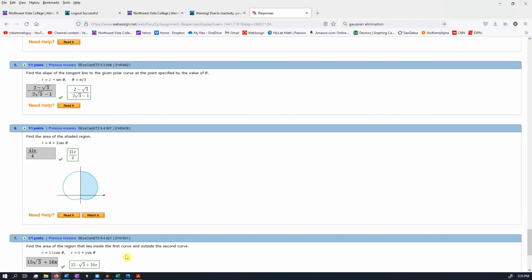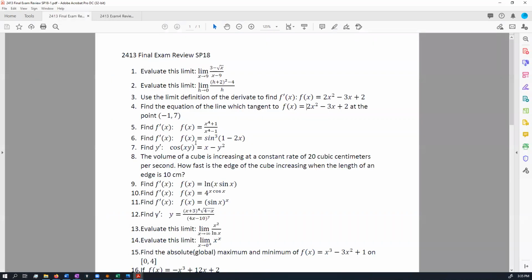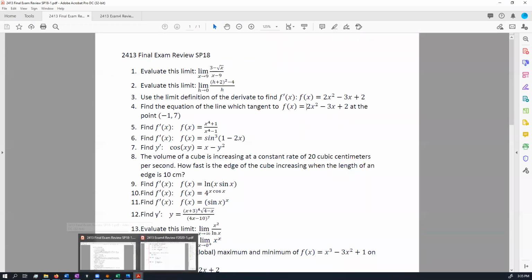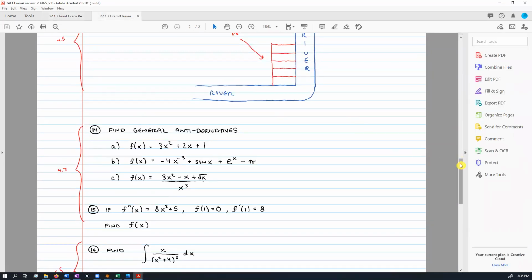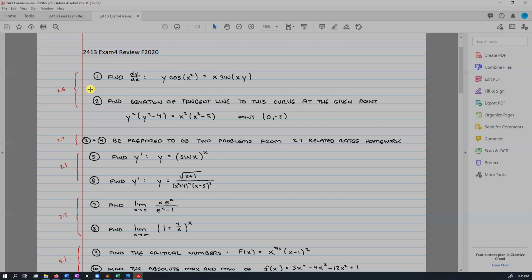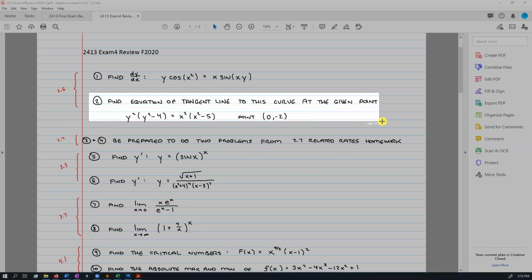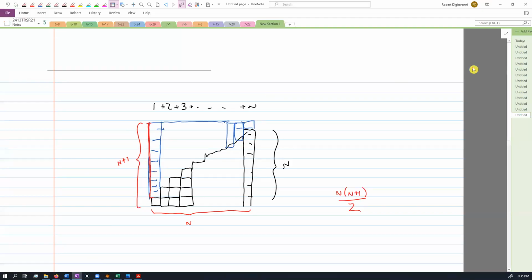All right, has anyone changed your mind about asking any questions? Me. Okay, what do you have? Can you go over problem 2 from the fall 2020 review? Yeah, this is a beast of a problem here. Well, no, wait. The first one is kind of messy. This one is not so bad.